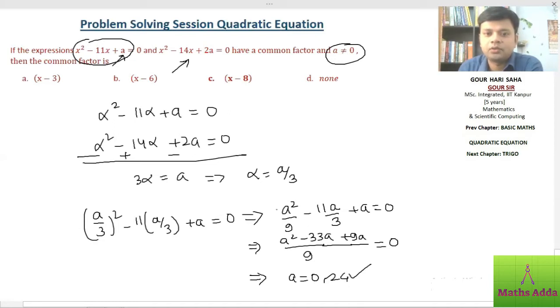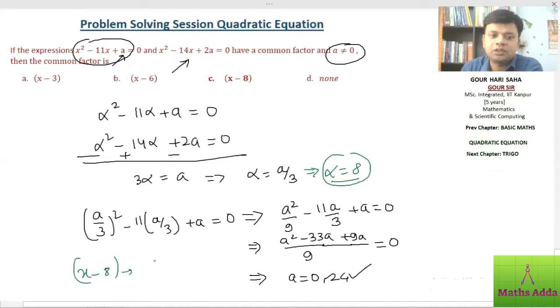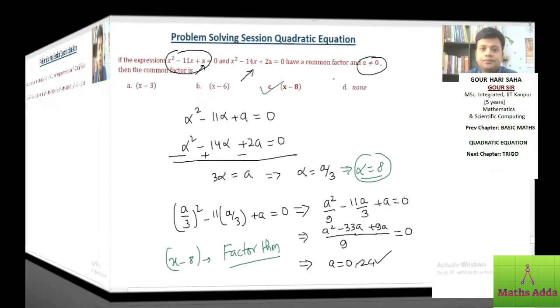If a is 24, what is alpha? Alpha is a by 3, so alpha is equal to 8. So what is the factor? If one root is 8, using factor theorem, x minus 8 will be the factor. So x minus 8, using what? Using factor theorem. So answer is C. Moving to next.